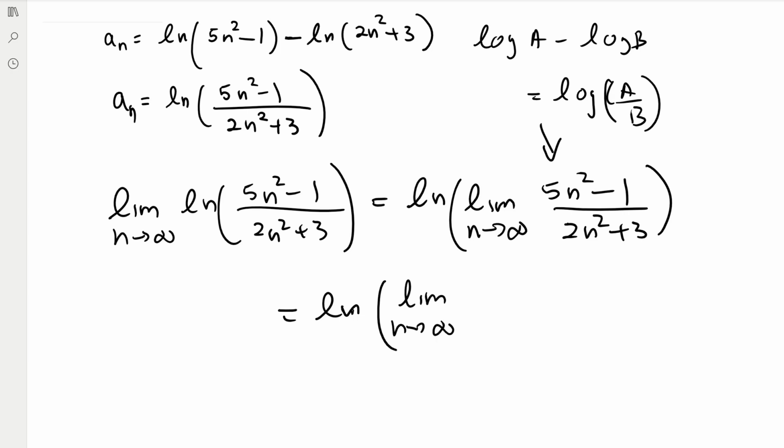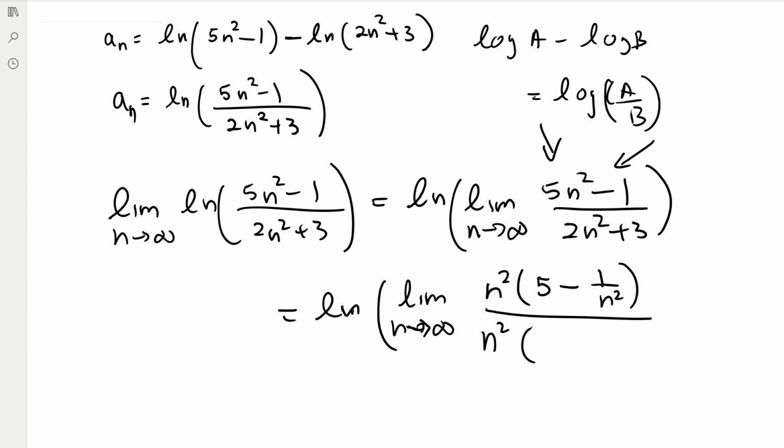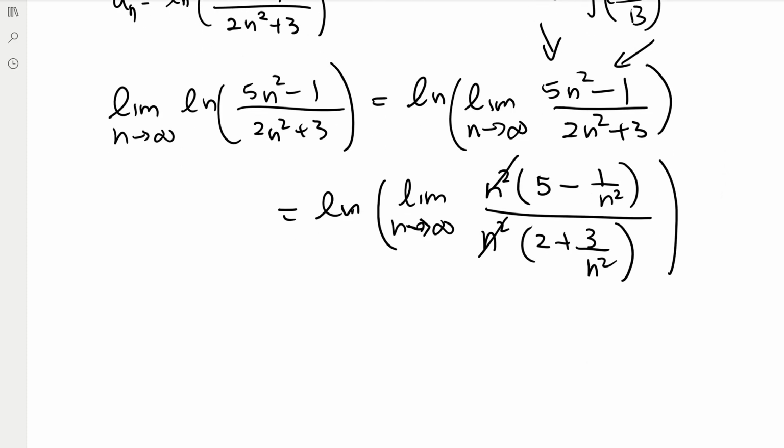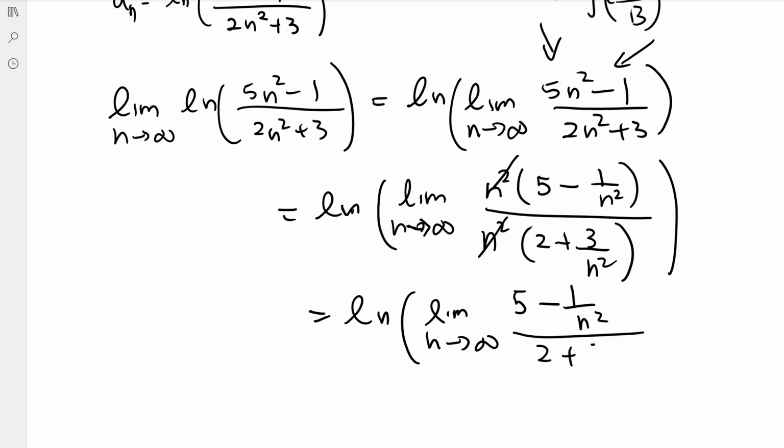Well, we just need to factor out the term with the highest power in the numerator and denominator. In the numerator, it's n square. So I'm going to take n square, and you can just leave 5 inside: 5 minus 1 over n square. In the denominator, it's n square again, so you have 2 plus 3 over n square inside the parentheses. Now, obviously, you can see n square cancels out. So natural log, limit as n goes to infinity, what's left is (5 minus 1 over n square) over (2 plus 3 over n square).